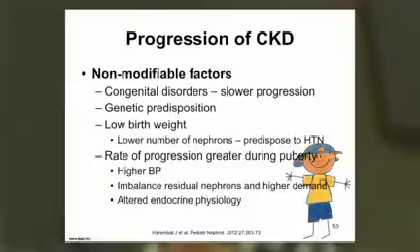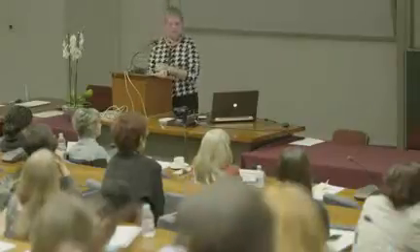The progression of kidney disease in children is dependent on two groups of factors. The one part is non-modifiable, the other part is for sure modifiable. The non-modifiable factors are those like congenital disorders. They usually show a slower progression, the genetic predisposition, and low birth weight. Because with low birth weight, you have fewer nephrons that predispose you to hypertension. And the rate of progression is greater during puberty because they have a higher blood pressure.